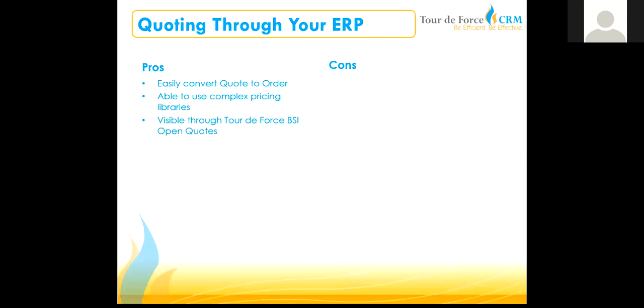So let's talk about some of the pros and cons of quoting through the ERP. First of all, the advantages of quoting through an ERP. Obviously, it's very easy when you generate a quote through your ERP system to quickly convert that to an order. You're also able to recognize complex pricing models. So if you're using strategic pricing or contract or job pricing or matrix pricing, all that custom pricing that you've set up within your system, as long as you quote through your ERP, that's going to get respected.